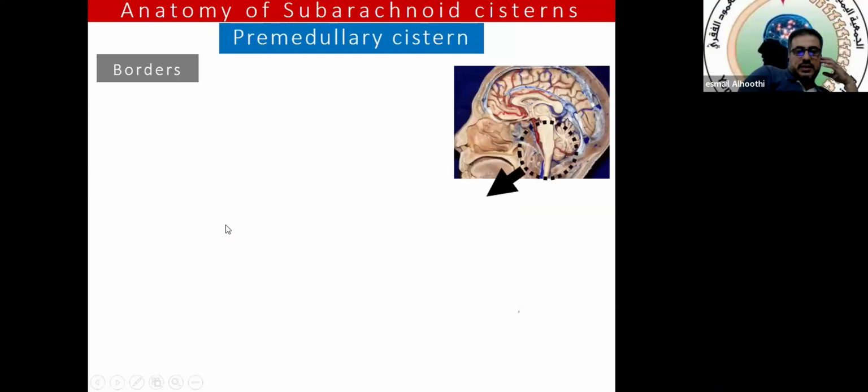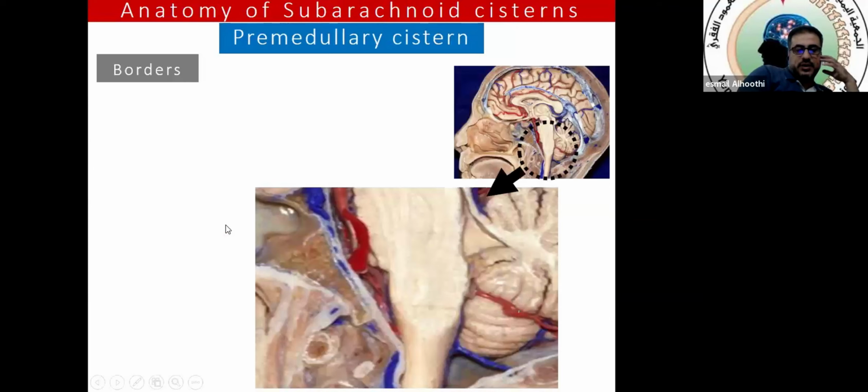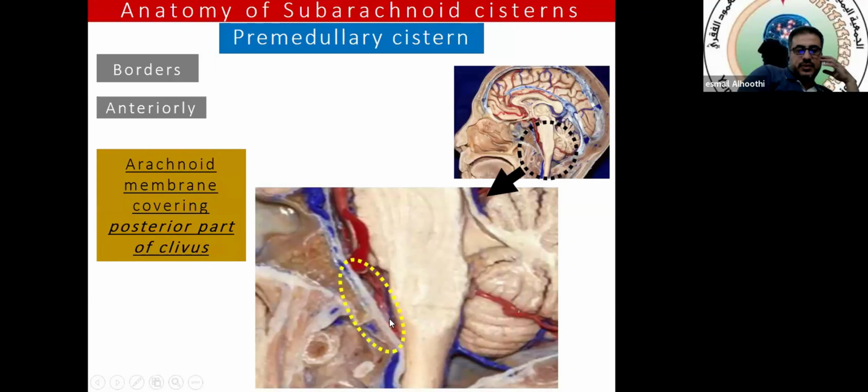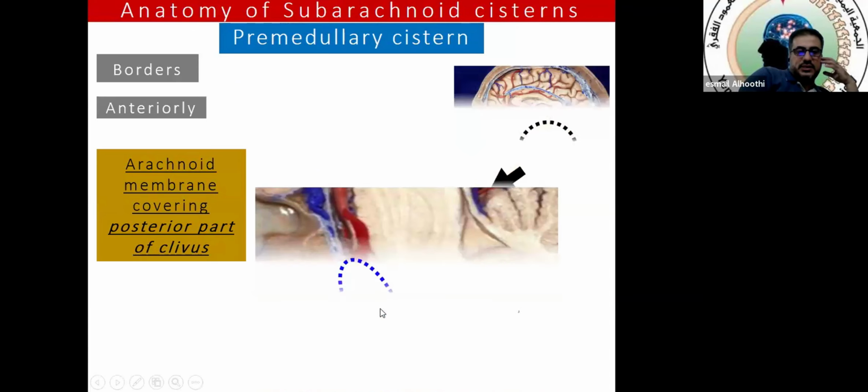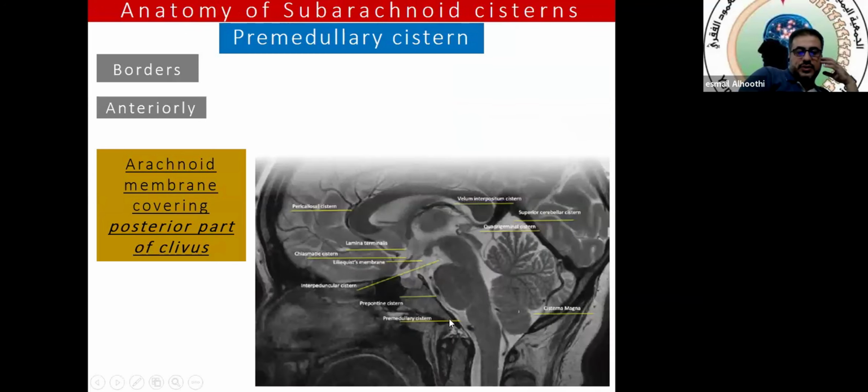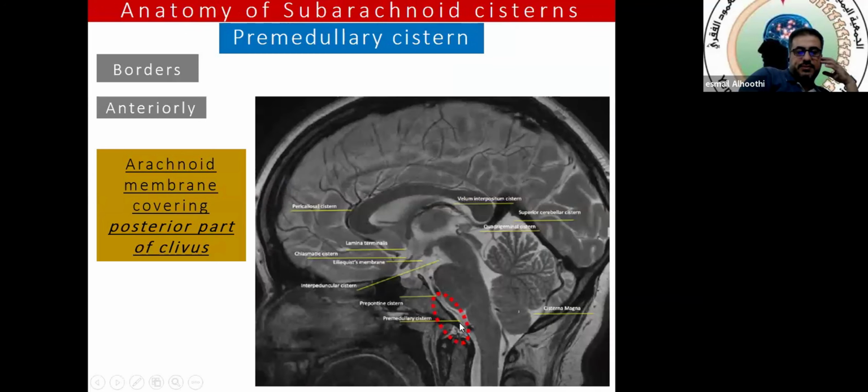It's bounded anteriorly by the arachnoid membrane, which covers or lines the inner part of the clivus. It lines the posterior part of the clivus. This is the clivus, this is the dura, and the inner part of the arachnoid is the anterior border of the premedullary cistern. Also in this MRI, you see here.